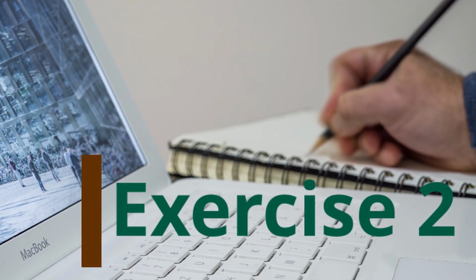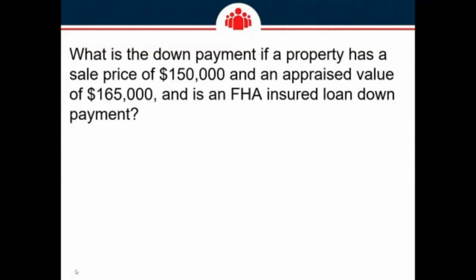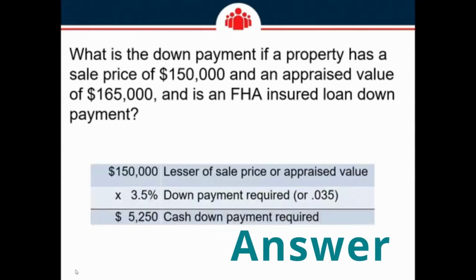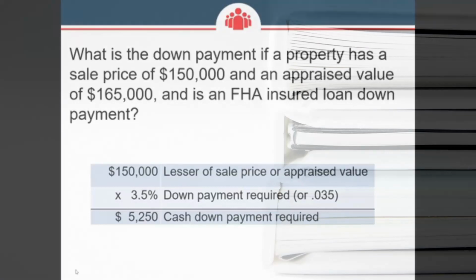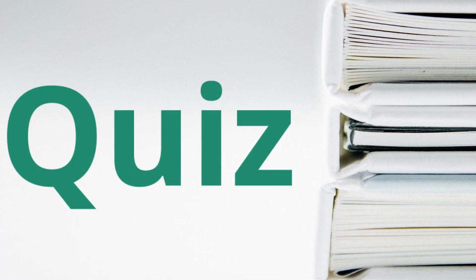Let's do one more. What is the down payment if the property has a sales price of $150,000 and an appraised value of $165,000 and it's an FHA loan? Remember, I told you when they say FHA, they're going to assume that you know that the FHA down payment amount is 3.5%. So simply you're going to take the lower of the two, the $150,000 times 3.5%. The down payment amount is $5,250, and because it's an FHA loan, remember, all of it can be from a gift.